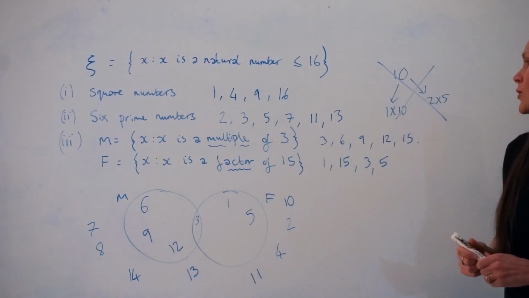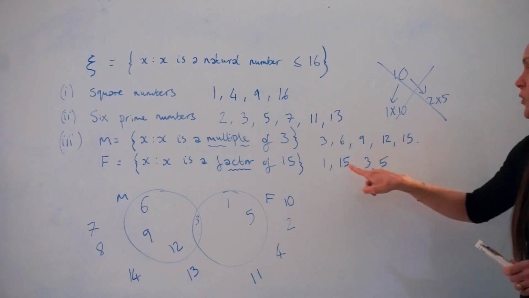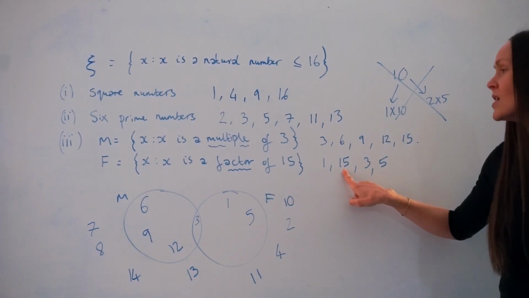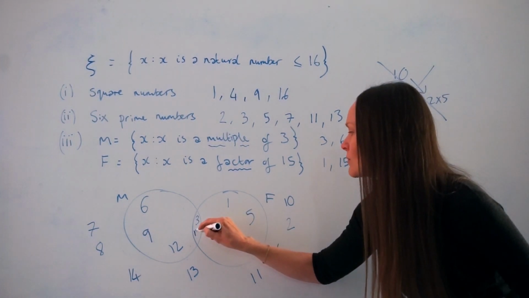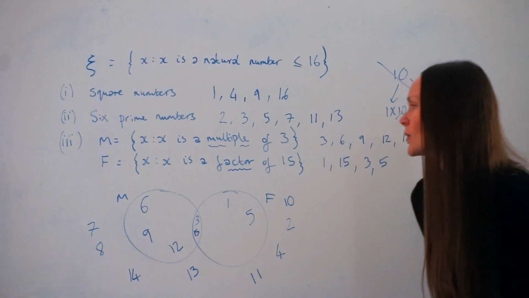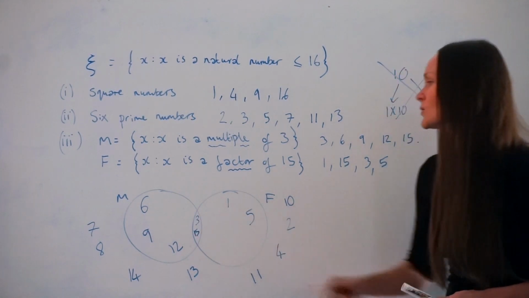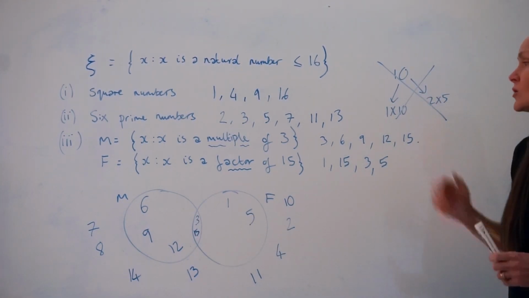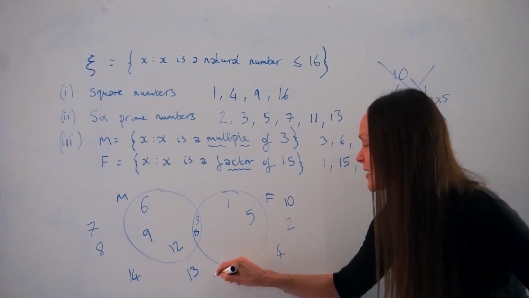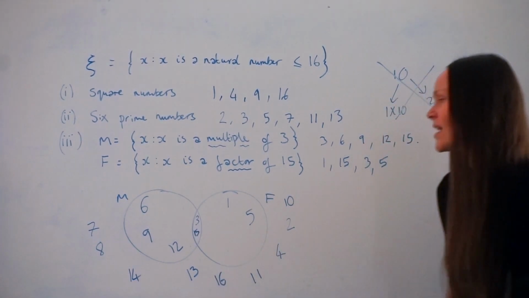Number 15 though is a multiple of 3 and it's also a factor of 15. So because it lies in both sets, this is another number you need to write on the intersection here, okay, so that it lies in both circles. And last but not least, number 16 is not a multiple of 3, it's not a factor of 15, so it goes outside set M and F.